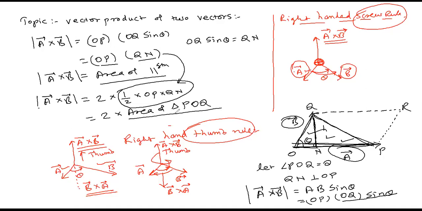Thus the magnitude of the vector product of two vectors is equal to twice the area of the triangle formed by the two vectors as its adjacent sides. So this is up to the vector product of two vectors. Now I'll give you some examples here.